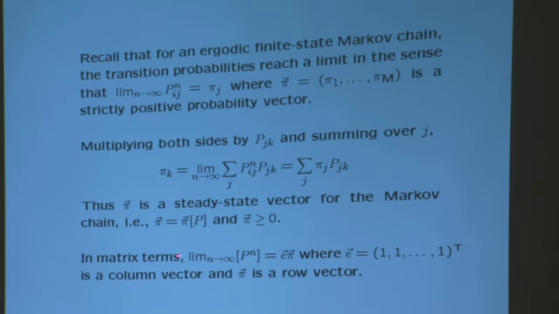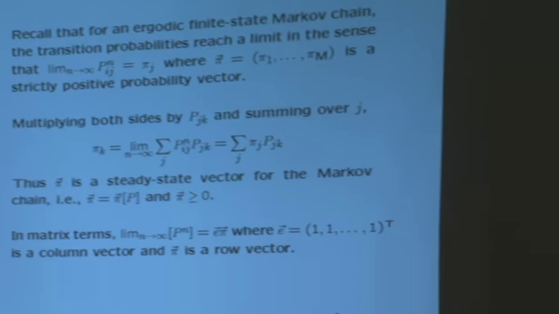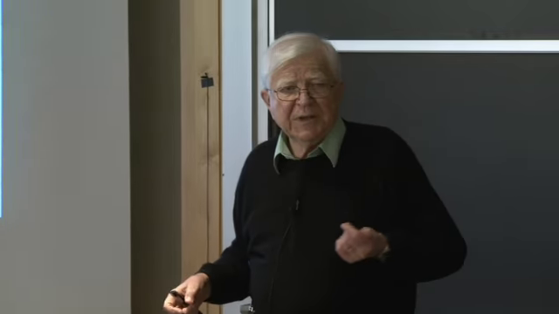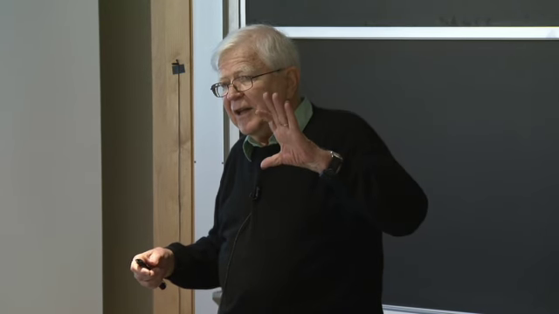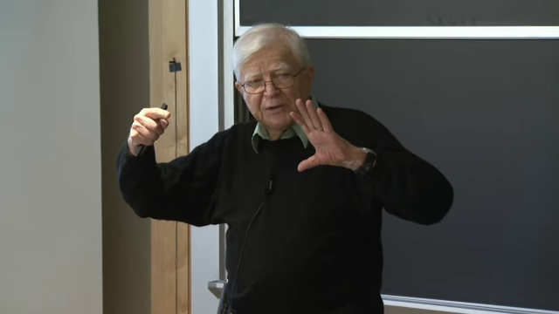In matrix terms, if you write this out, what does it say? It says the limit as n approaches infinity of P to the n is equal to the column vector e of all ones times the row vector pi. The transpose here means it's a column vector. So you have a column vector times a row vector. Now, you know if you have a row vector times a column vector, that just gives you a number. If you have a column vector times a row vector, what happens?